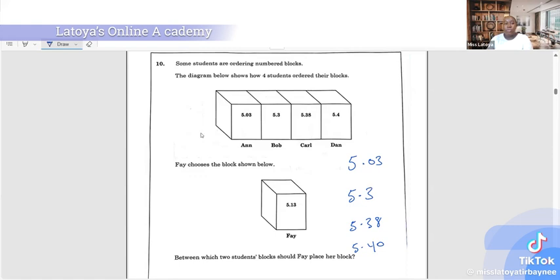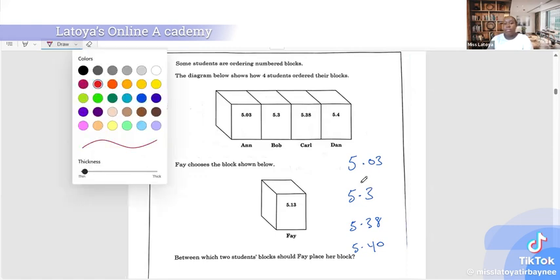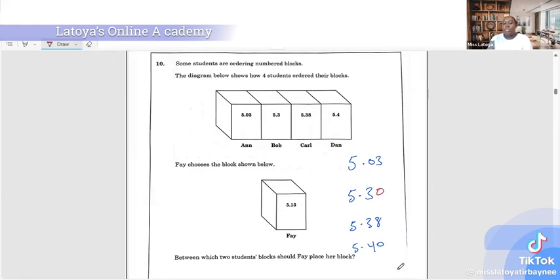Okay, I'm going to use a 0 as a placeholder here. Take a look at the numbers and tell me where would we place 5.13. Clearly, the numbers are being arranged in ascending order from the smallest to the biggest. So if she has 5.13, the best place to put that is here. So you will have 5.03, 5.13, then 5.30, 5.38, 5.40.